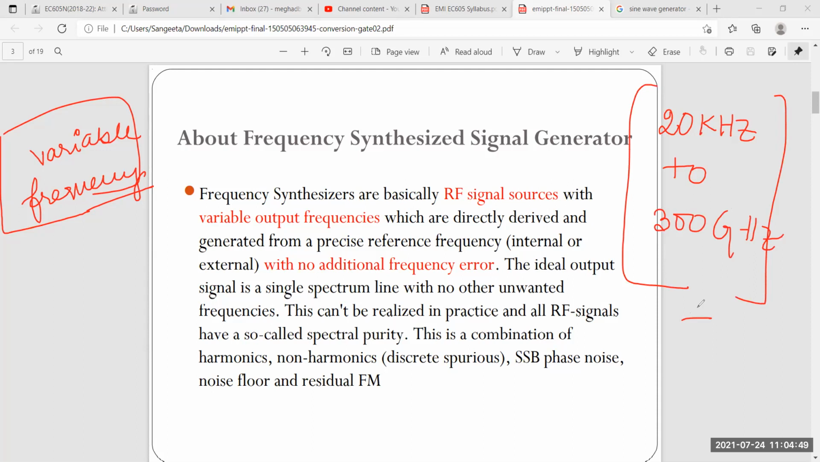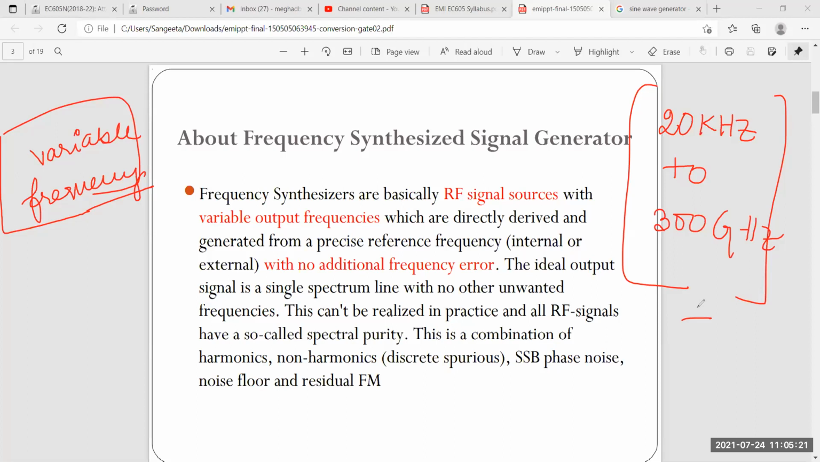I am sitting here, and I can listen to the radio, wherever the FM radio stations are, people can hear the sound from far away. How? This is the way. Up to 300 gigahertz, so it's a very wide range of frequencies. So in the case of frequency synthesizer, mainly the RF signal is basically the source with variable output frequencies.